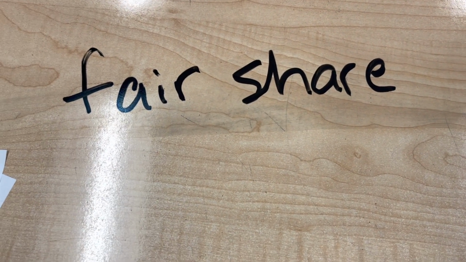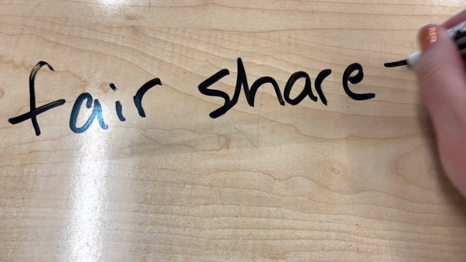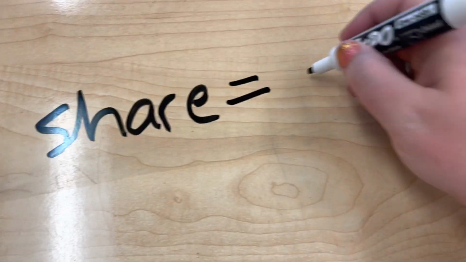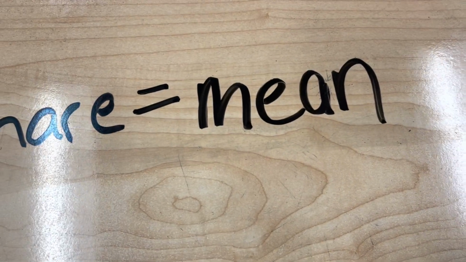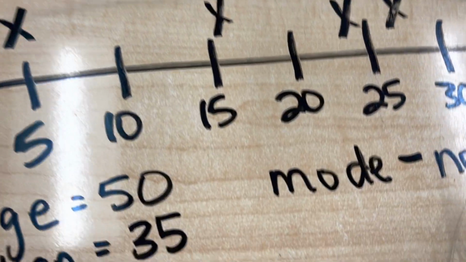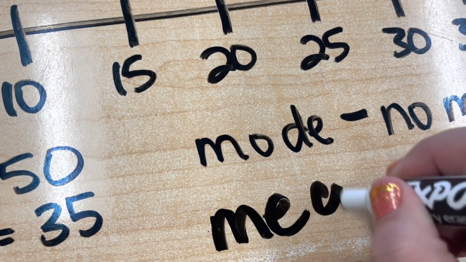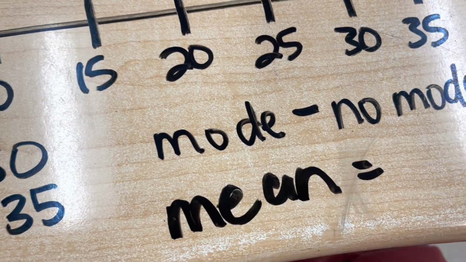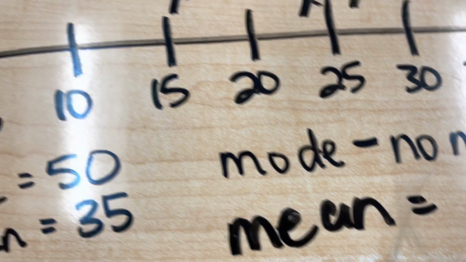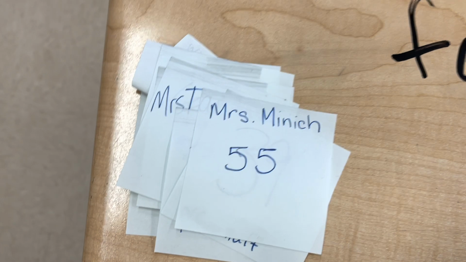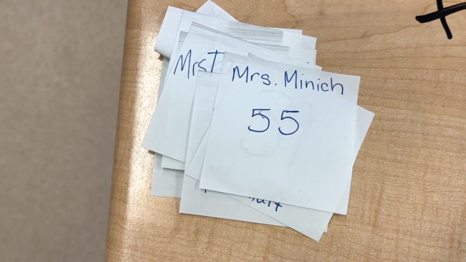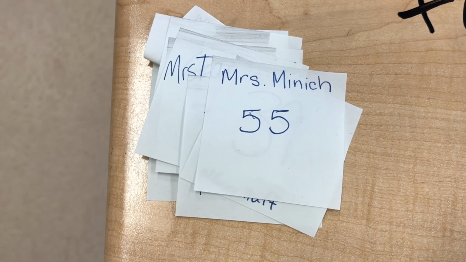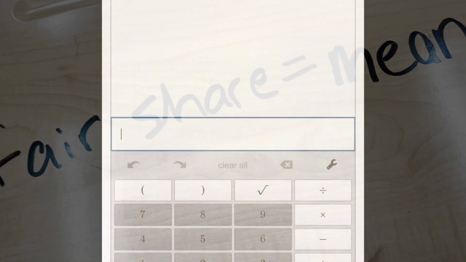Now, to go with our data, what this is called, our fair share, is called our mean, okay? So it would go right down here, our mean. So we have to figure out what our mean is. Like I said, if we added all of our Post-it notes up, all of our linking cubes, and divided them all up, that is how we find our fair share.